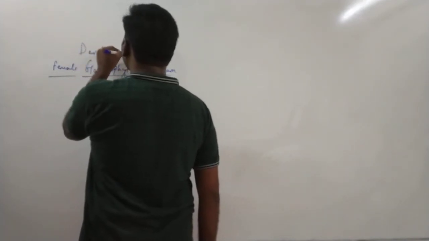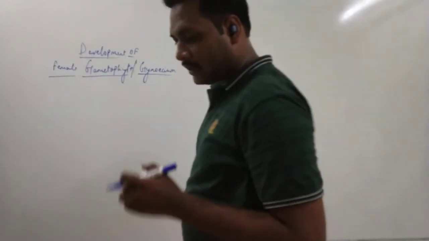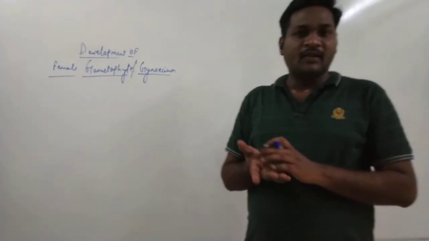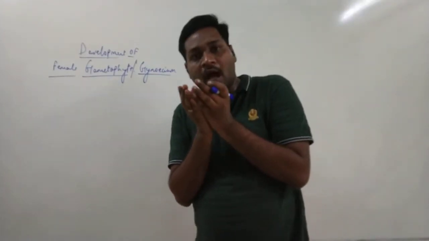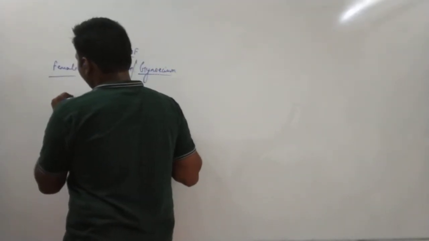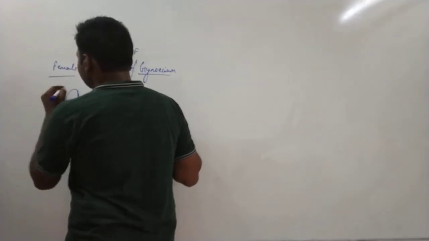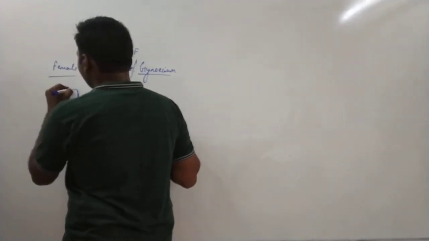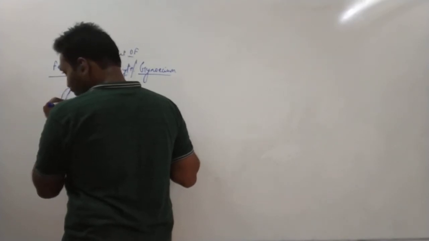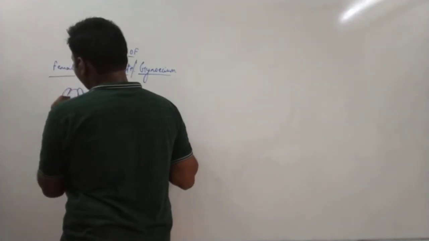Development of female gametophyte. Now, the female gametophyte is present within the ovary. How does it develop? Basically, it is a single cell, and this single cell is covered by a proteinaceous structure which provides the nutrition.